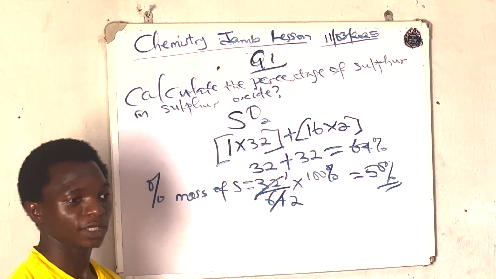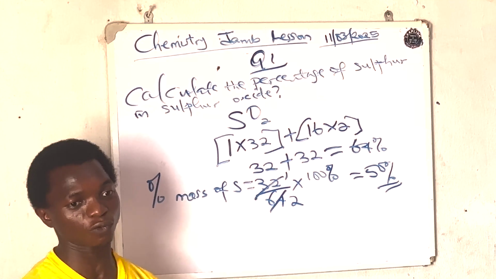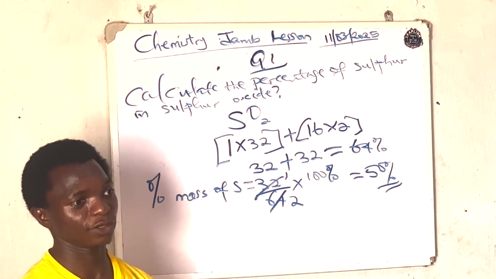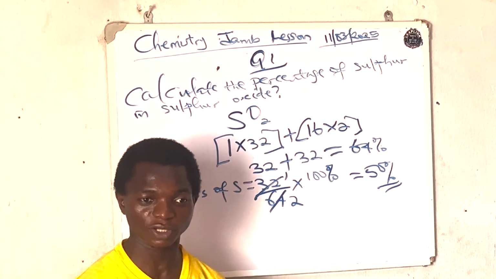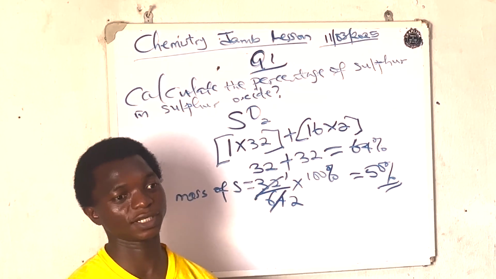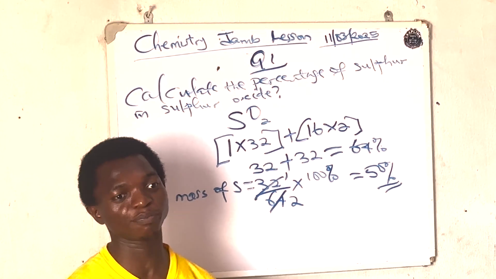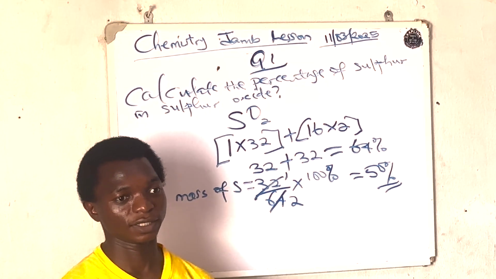Therefore, the percentage of sulfur in the compound sulfur oxide is equal to 50%, meaning the percentage of oxygen in the compound is also 50%, respectively. That is the answer to such a question. It's very simple. Now let's look at the second case.